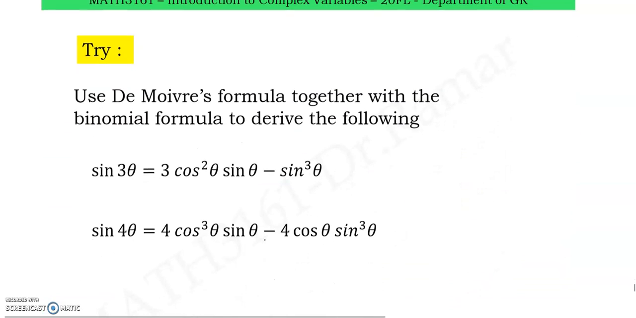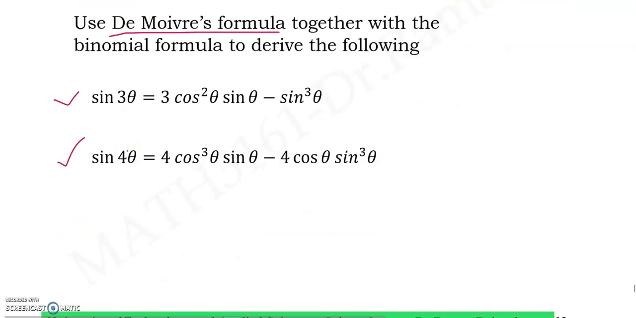Whenever you get time, try how to find sine 3 theta equals 3 cosine square theta sine theta minus sine cube theta, and this one also. How to find this by using de Moivre's formula, try whenever you get time.